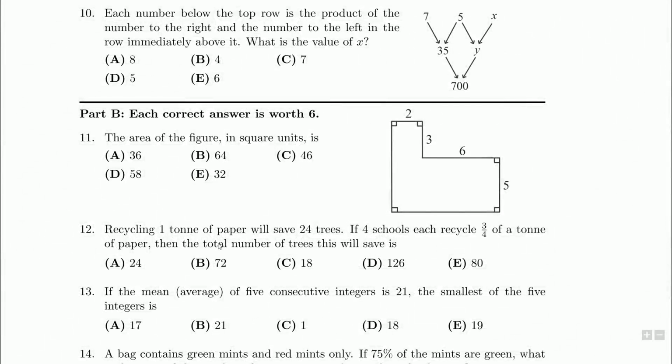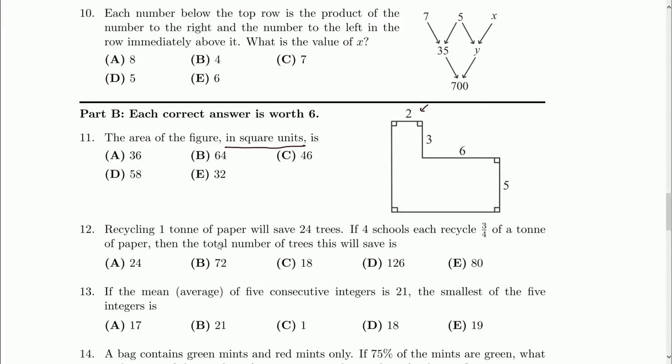Root Beer here with question number 11 on our 2010 grade 7 Gauss. The area of the figure in square units is... Okay, so we've got, what is this, a hexagon? Yeah, 6 sides. But it's a very awkward looking hexagon, I'll give it that.